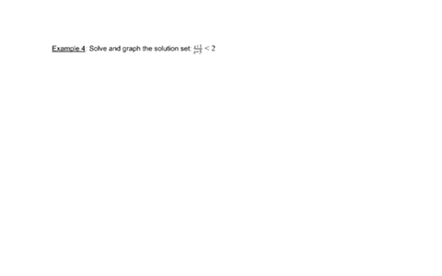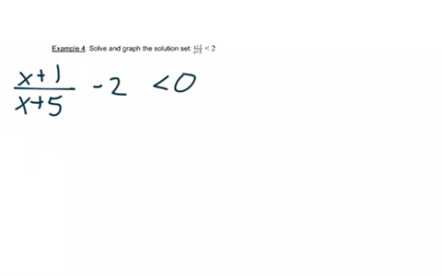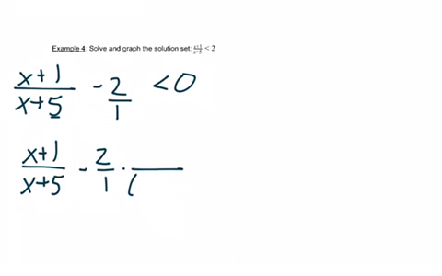So again, we need to start with moving that 2 to the other side. So we have minus 2. And then we need to remember this is 2 over 1. We have to have a common denominator, so we need an x plus 5 on the bottom. So in order to get an x plus 5 on the bottom, we need to multiply by x plus 5. And if we do that on the bottom, we have to do it on the top as well.